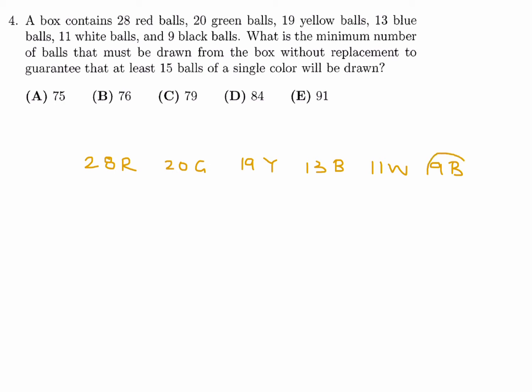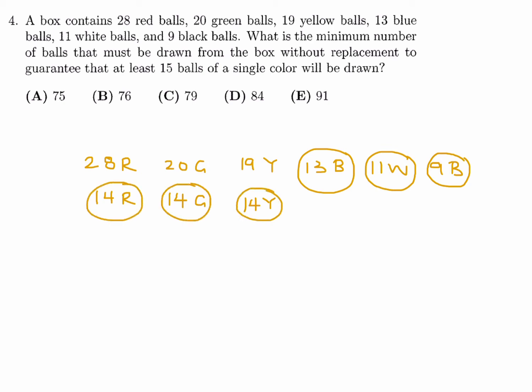Let's say I withdrew all 9 of the black balls, all 11 white balls, all 13 of these blue balls. So all of these are gone. I still don't have 15 of any single color. So keep going. Extreme case, I withdraw 14 yellow, 14 green, and 14 red, doing it in such a way that I still don't have 15 of any one color.